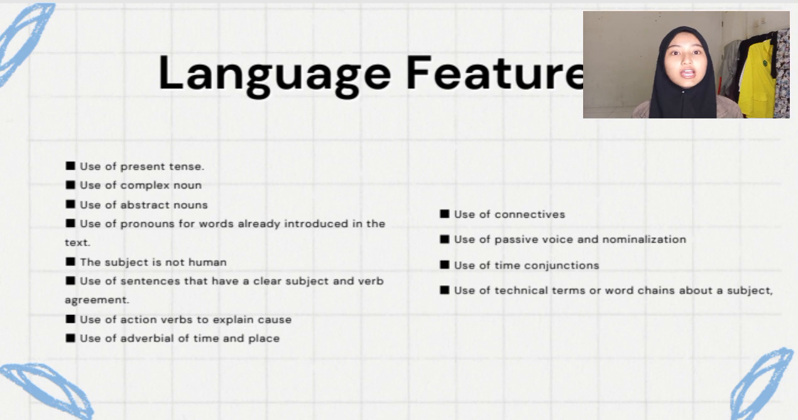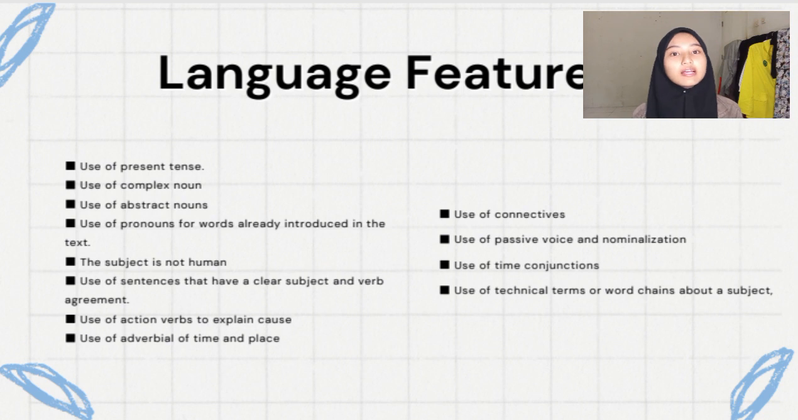And then the tenth is use of passive voice and nominalization. Sentences where the action is emphasized over the doer, turning verbs into nouns. For example, the game was won by the team, that is passive, and victory comes from overcoming obstacles, that is nominalization. And then the 11th is use of time conjunctions, words that describe the timing of an action.